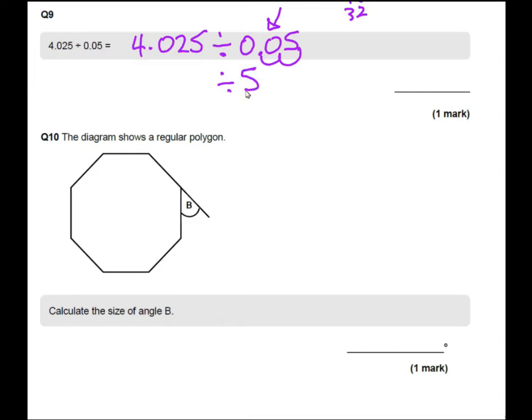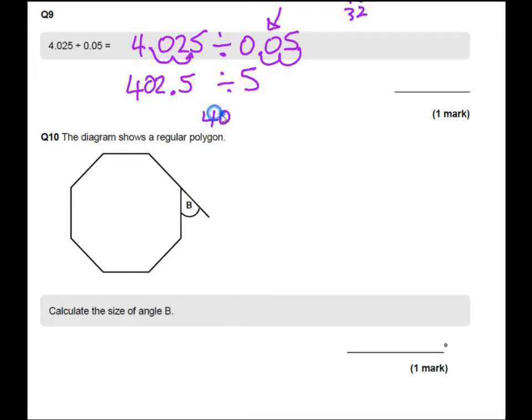Now remember what we said in the lesson. What you do to one side you do to the other to give us equivalence, so whatever the answer is, it doesn't need changing. So we move the decimal point for the other number 2 places to the right, and we end up with 402.5. Now when we do this division, whatever the answer is, that's the answer to our question.